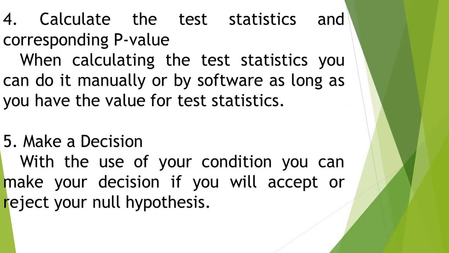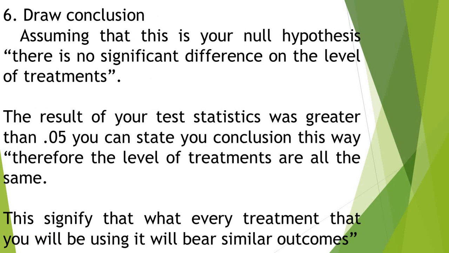Fourth, calculate the test statistics and corresponding p-value. When calculating the test statistics, you can do it manually or by software, as long as you have the value for test statistics, or get it from your statistician. Fifth, make a decision. With the use of your condition, you can make your decision if you will accept or reject the null hypothesis.